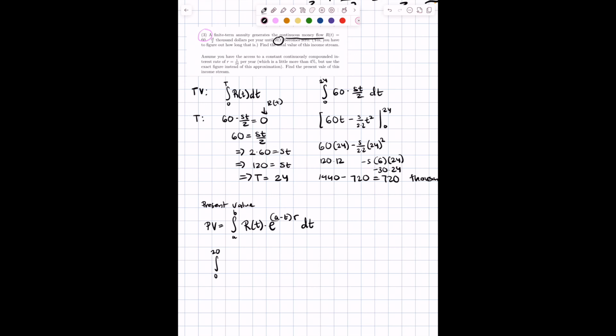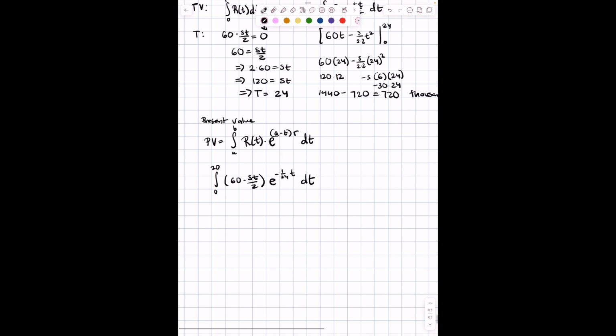Then I get 60 minus 5t over 2 times e to the negative 1 over 24t dt. So this is the integral you're trying to evaluate.